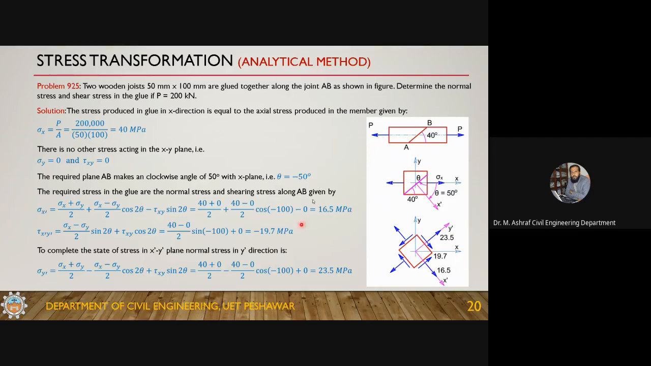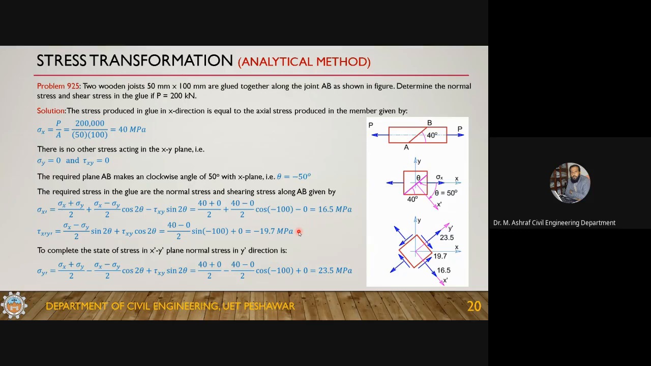Okay, so this is how you can solve a problem of practical orientation, how to get stresses in an inclined plane. This is the thing we talked about in our previous class, that the stress 40 is the maximum stress, but this is not the design requirement. In this case, the design requirement is 16.5 and 19.7, the stresses on this inclined plane. This may be required for the design of the wooden member, but for the design of the glue, you need these two components.